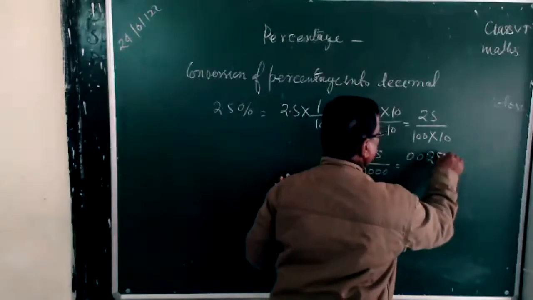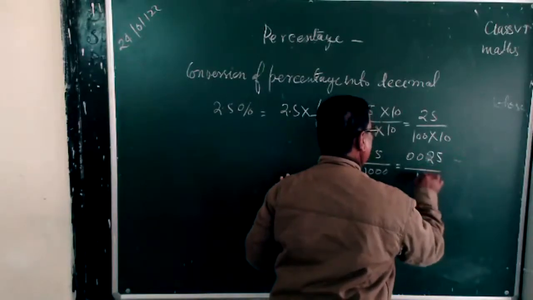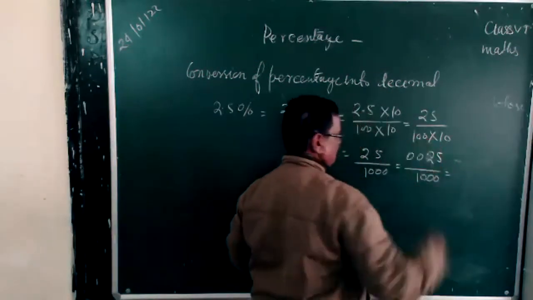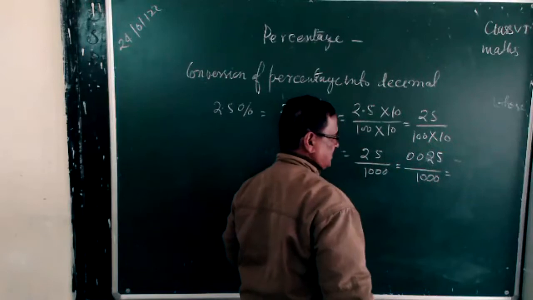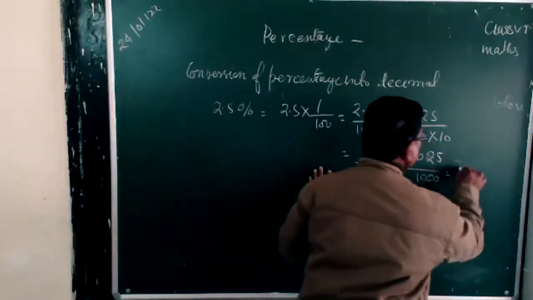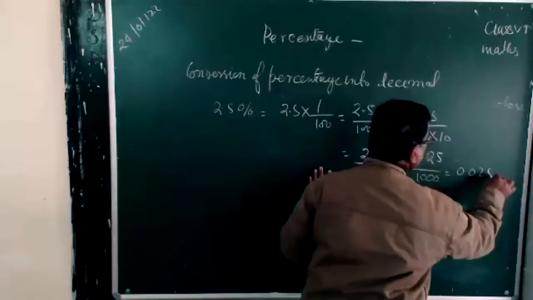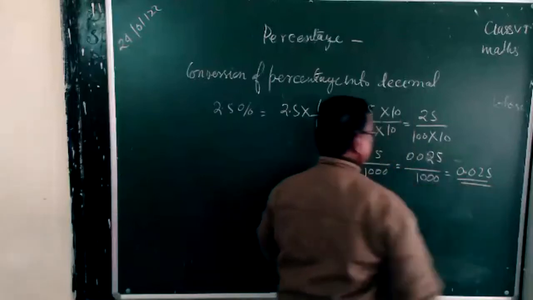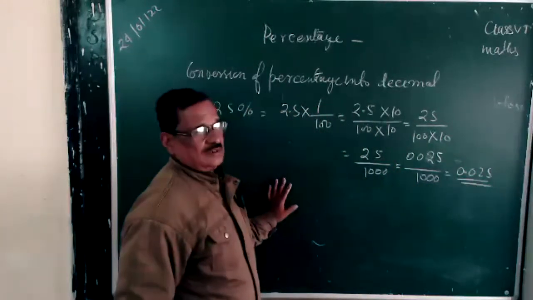So 0.0025 by 1000. Now count how many 0s: 1, 2, 3 zeros. In the numerator, put the decimal after 3 digits from the right side. So that is 0, 0, 2, 5, 1, 2, 3, here the decimal. So this percentage is converted into a decimal.